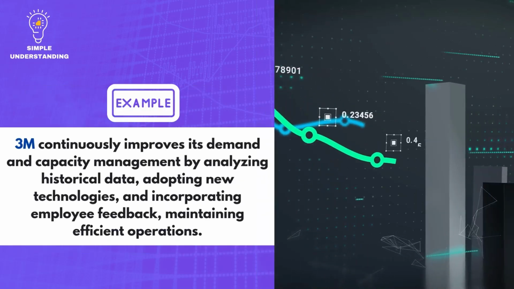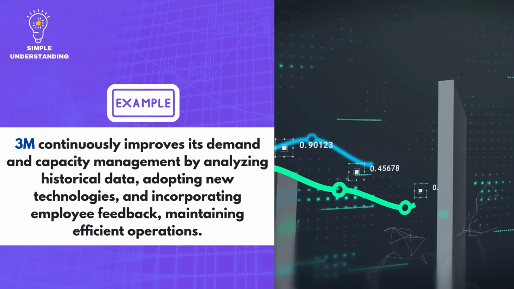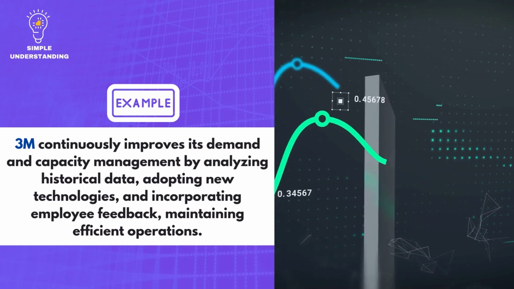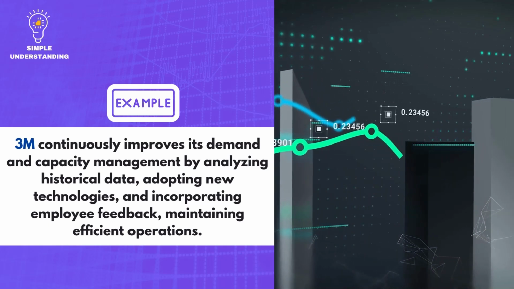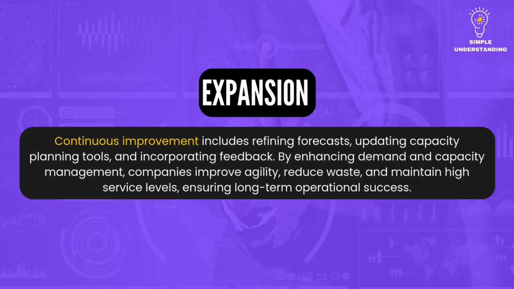Real company example: 3M continuously improves its demand and capacity management by analyzing historical data, adopting new technologies, and incorporating employee feedback, maintaining efficient operations. Expansion: Continuous improvement includes refining forecasts, updating capacity planning tools, and incorporating feedback. By enhancing demand and capacity management, companies improve agility, reduce waste, and maintain high service levels, ensuring long-term operational success.